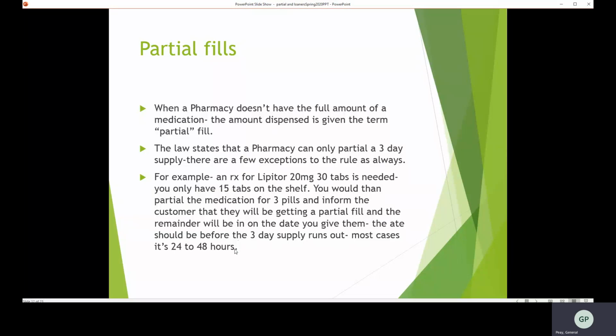So that's called a partial fill. It's always 3 days, just like loaners, 3 days, 72 hours. You give them a 3-day supply of whatever the medication is.